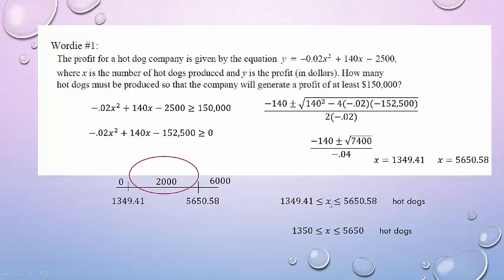And we have to have numbers that are less than this. Well, the first whole number that is less than this is 5650. So we would need to produce between 1350 and 5650 hot dogs to generate that profit. So just watch out for word problems. Make sure that if decimal answers don't make sense, then you turn them into integer answers that do make sense.